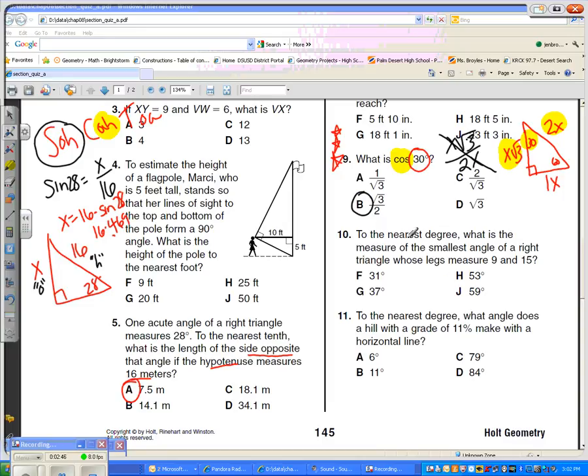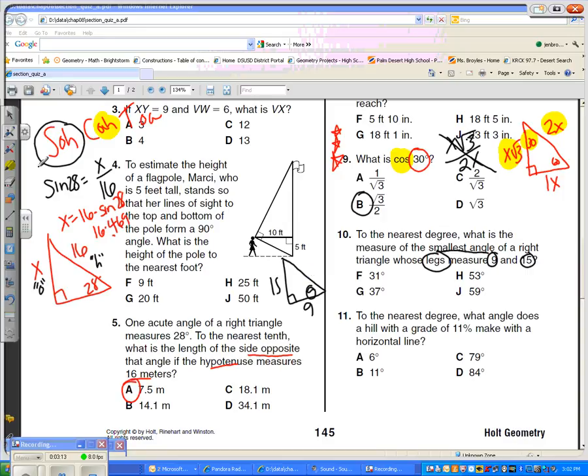Number 10. To the nearest degree, what is the measure of the smallest angle of a right triangle whose legs measure 9 and 15? This is all important information. Smallest angle is what you want. Okay? So we're going to draw a picture, and it doesn't matter where you put the 9 and 15, as long as it's not the hypotenuse. So it could be anywhere. I'll put the 9 here and I'll put the 15 here. And you can pick any angle you want to because we know we have to find the smallest one. So I'm just going to randomly, arbitrarily pick this one.